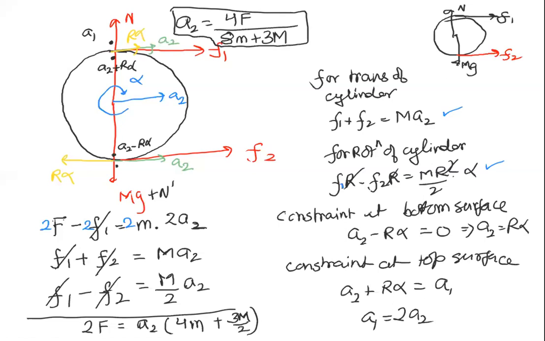Okay, now let's reverse this. Did everyone understand this? Anybody not understanding any step? Please tell me now. Anybody not understanding any step? Please take a screenshot. Anybody having difficulty in translation of plank, translation of cylinder, rotation of cylinder, constraints?